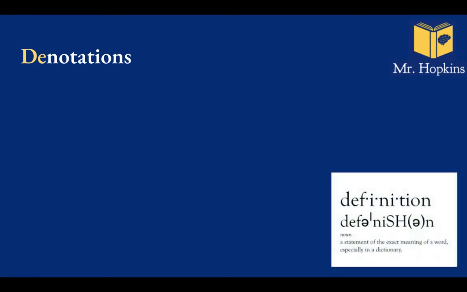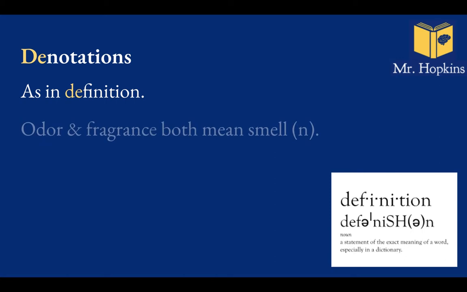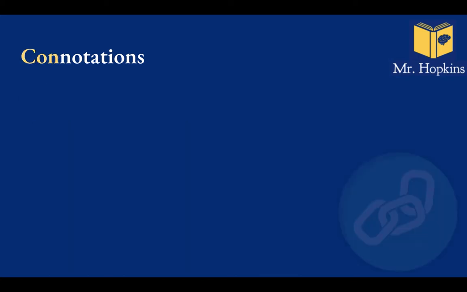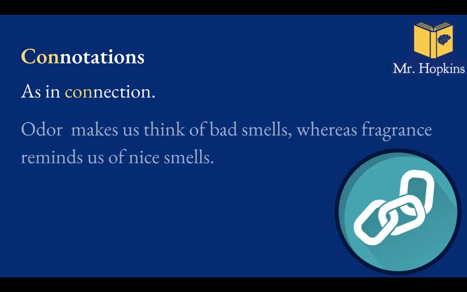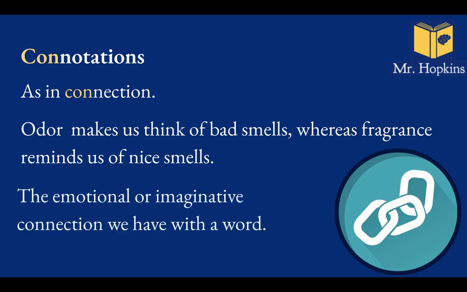So, denotations are essentially the definition, what the word actually means, what you'd find in the dictionary under such a word. Odour and fragrance both mean a particular smell, they're nouns. When you think of denotations, I want you to just think of the first two letters, DE, and connect that to definition. That's how I do it. However, connotations are essentially the connections our minds make. Odours make us think of bad smells, whereas fragrances make us think of positive smells. Connotations are essentially the emotional or imaginative connection we have with a word.